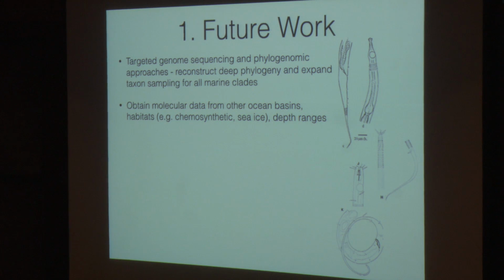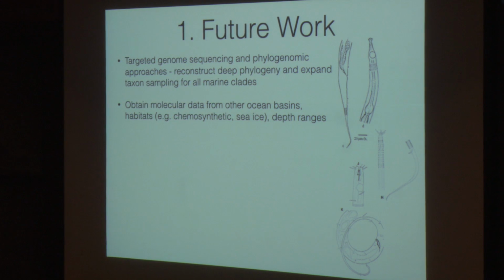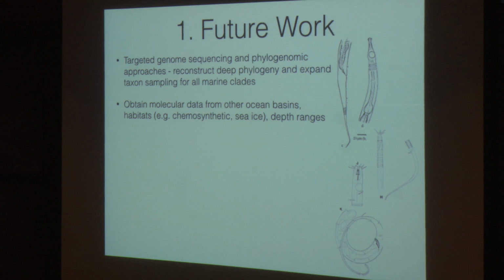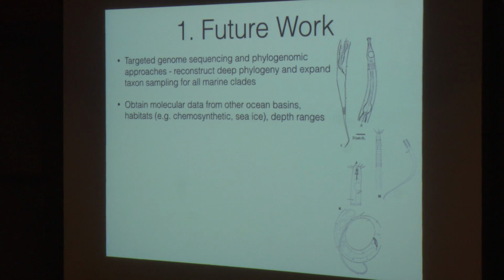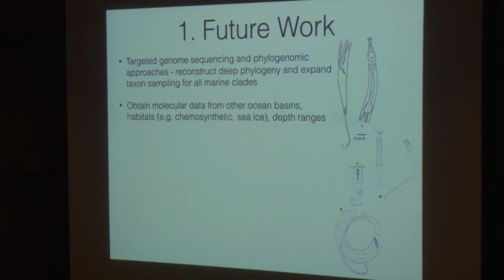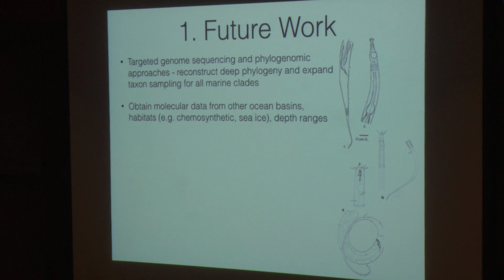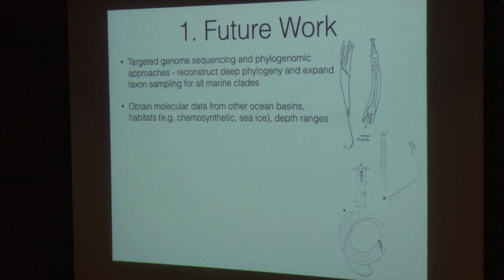In addition to that, getting more samples. So if we want to get a global view of nematode diversity and distribution, leveraging samples from other habitats, chemosynthetic habitats, sea ice, and also depth ranges as well to build up a picture of global diversity.